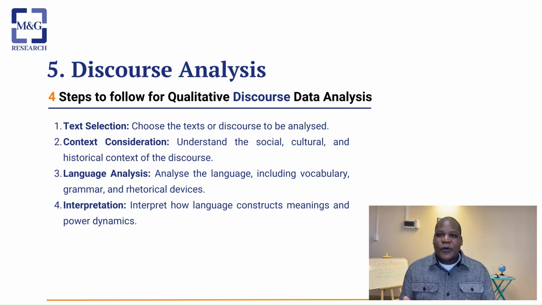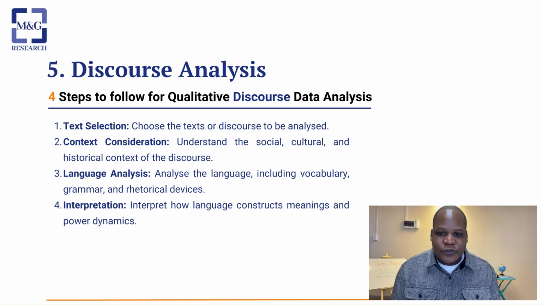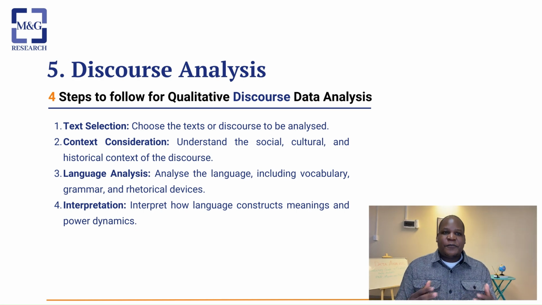You need to look at how certain information was disseminated, what kind of words, how the words were presented, the grammatical format, and the rhetorical information that was being brought out. So this helps you to get to the interpretation, which is the fourth aspect, whereby you are interpreting how language constructs meanings and the power dynamics in those language constructs. The power dynamics are being played out in the information that was being disseminated.